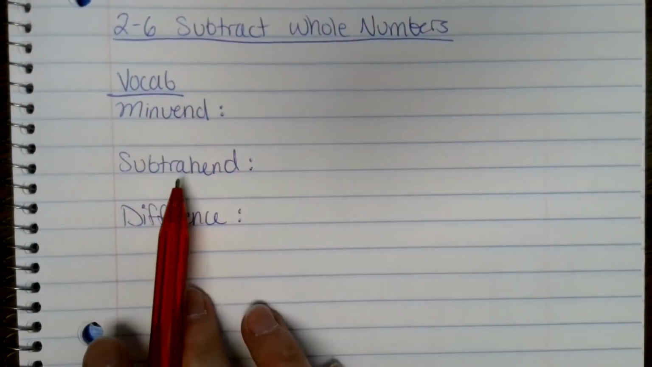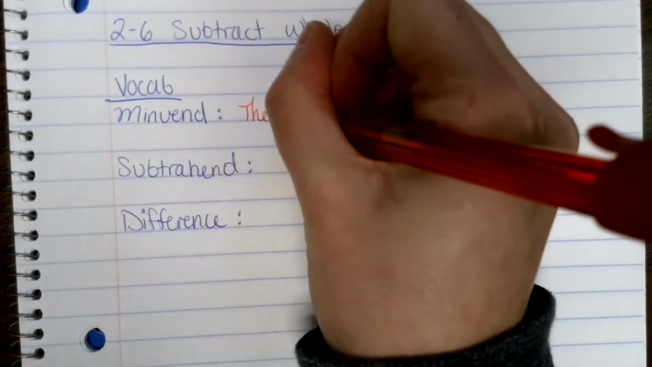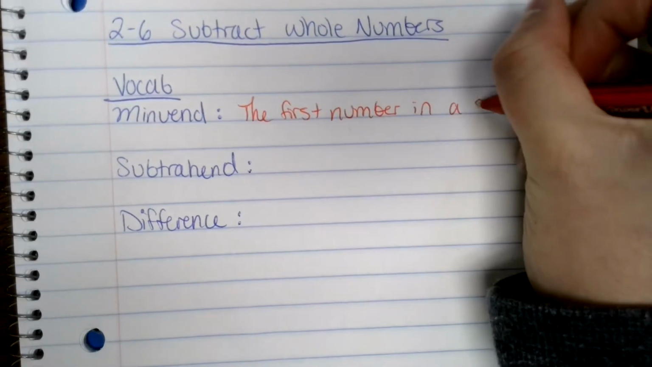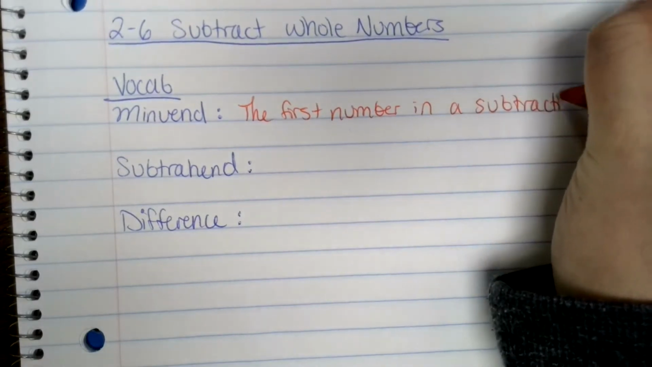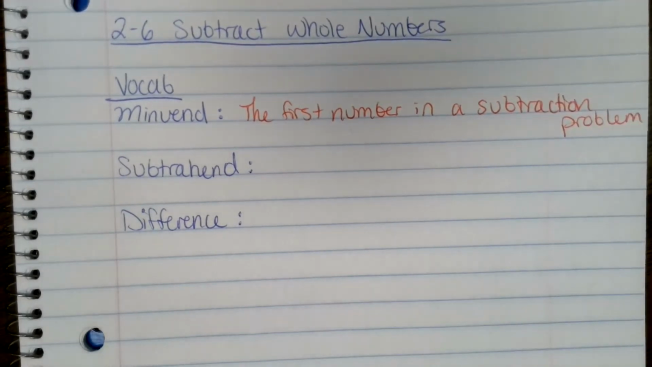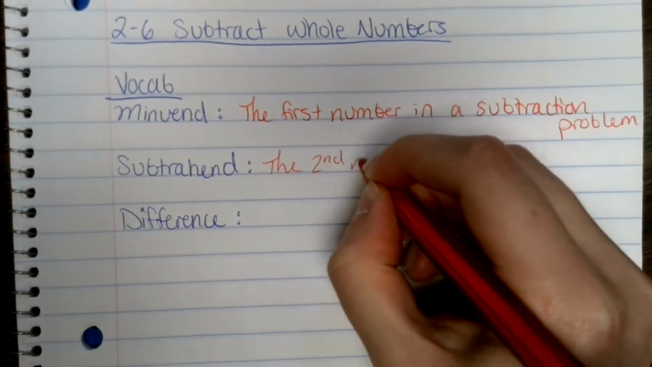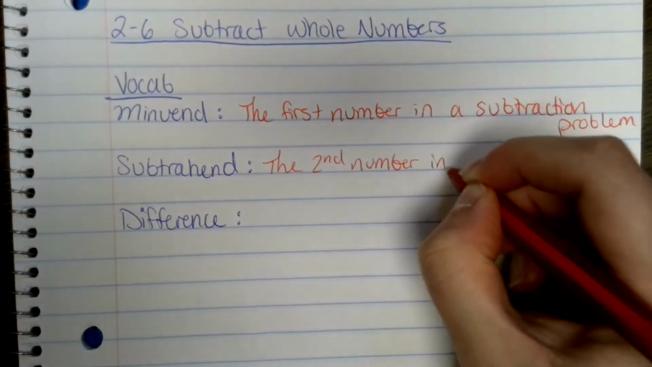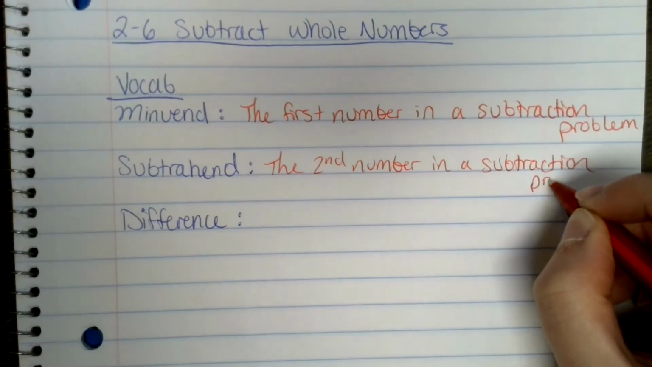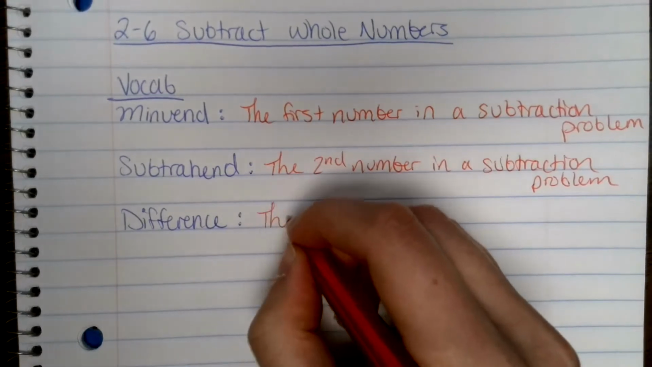We have what's called the minuend, the subtrahend, and then the difference. The minuend is the first number in a subtraction problem. Which means that the subtrahend is then the second number in the subtraction problem. And the difference is the answer to a subtraction problem.